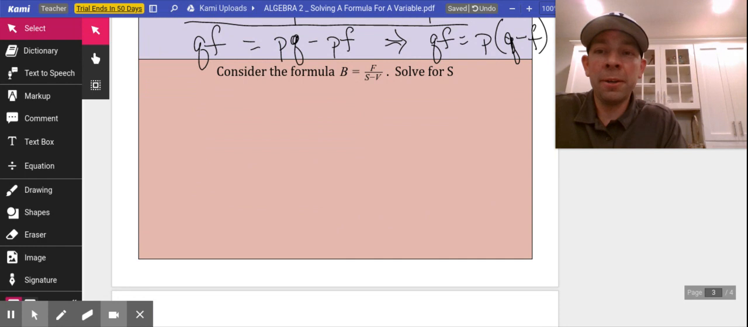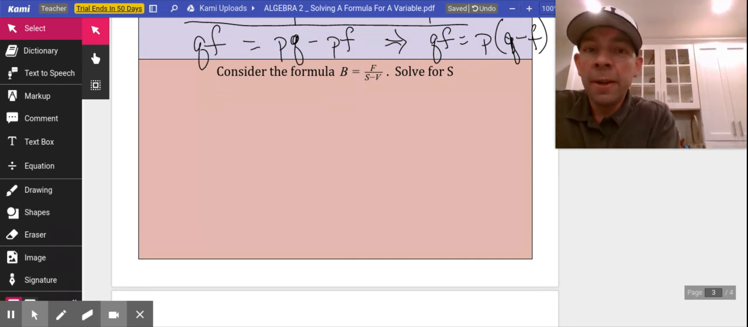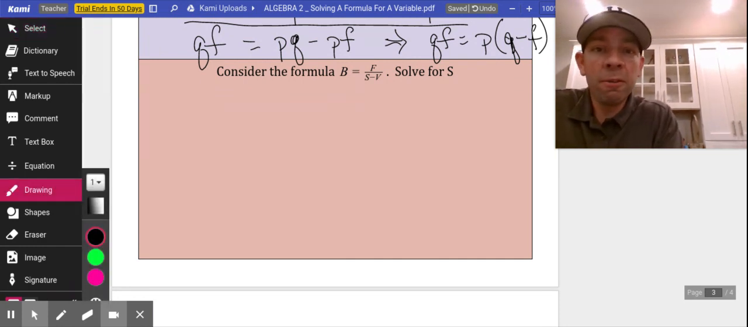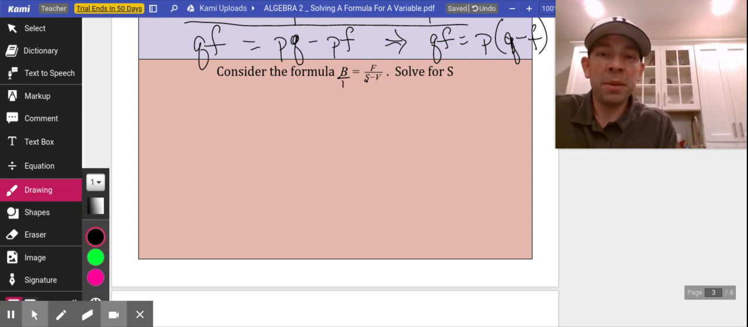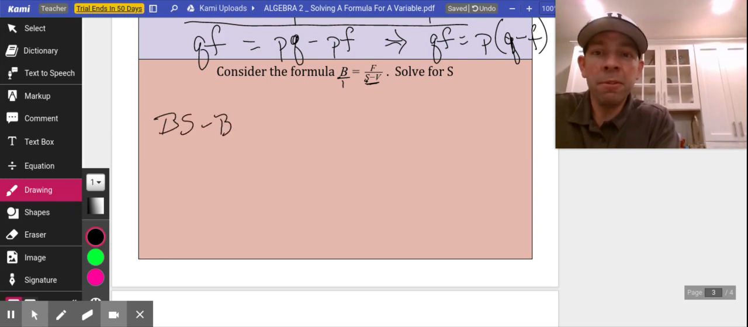I think you're going to enjoy the next couple. They're much easier. And we're going to try to solve for S right here. And we're in a situation where we can cross multiply right now. So if we pretend B was over 1, cross multiply, and again, be very disciplined. Make sure we distribute the B to both of these terms right here. So we're going to get BS minus BV equals F times 1.